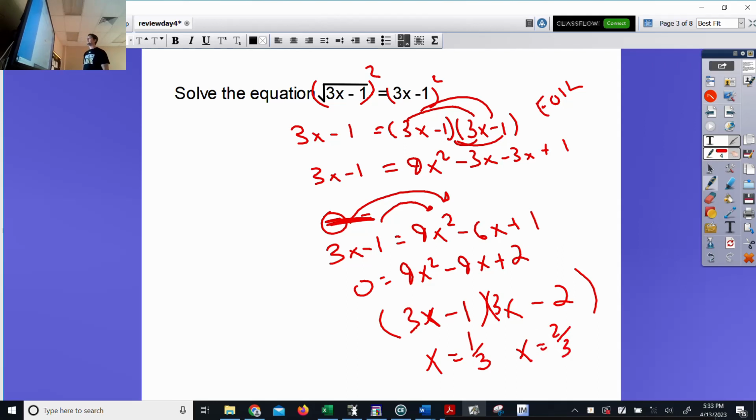Now, are either one of those extraneous? No, they both work. If you take the third and plug it in right here, 3/3 is 1, 1 minus 1 is 0. Here, 3/3 is 1, 1 minus 1 is 0. The root of 0 is 0. And the 2/3 works as well.